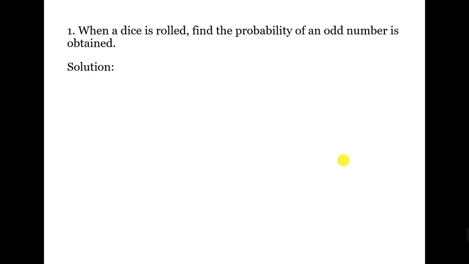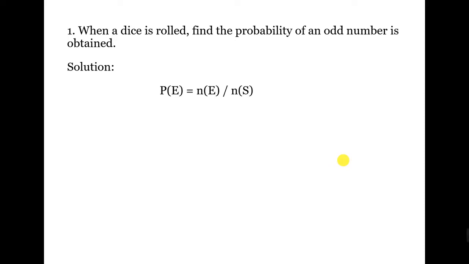Good day, everyone. Let me present to you some examples of the probability of an event. From problem number 1, when a dice is rolled, find the probability that an odd number is obtained. Now we are going to use the formula of the classical probability.